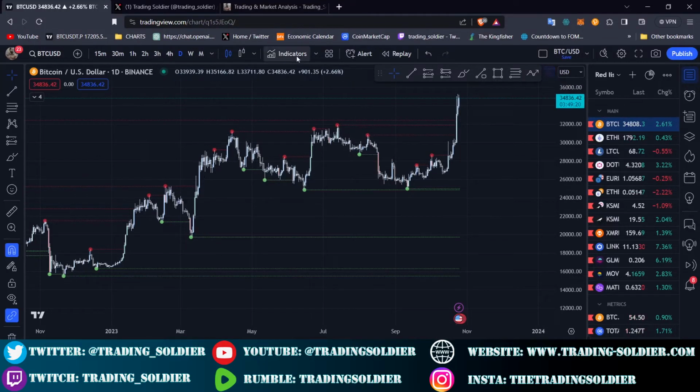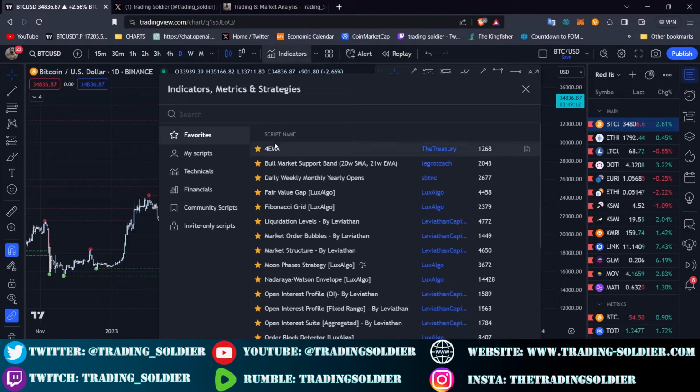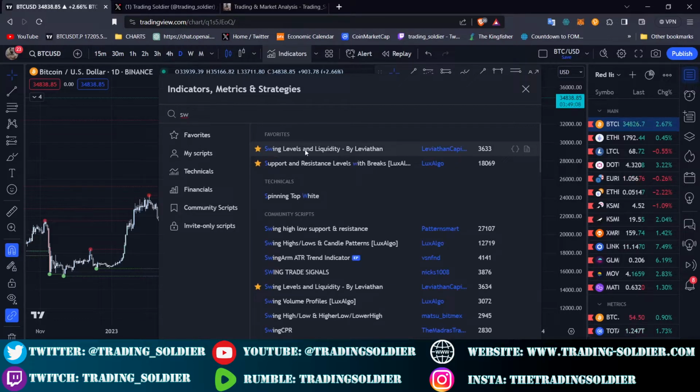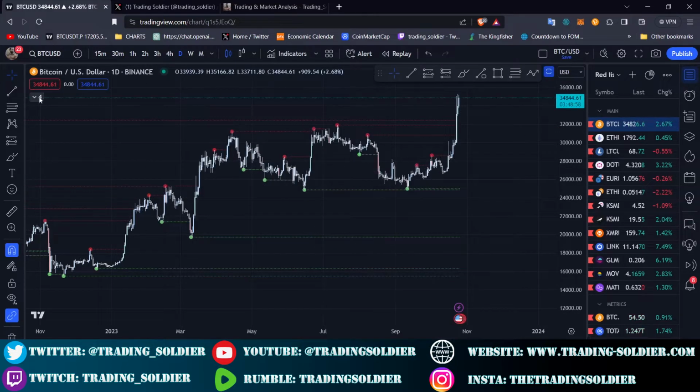To use this indicator, you go to the TradingView dashboard, click on indicators, and type swing. Here you see Swing Levels and Liquidity by LeviathanCapital, and almost 3,000 people are using it. You click it, and I have already clicked, and now you can go to the settings.